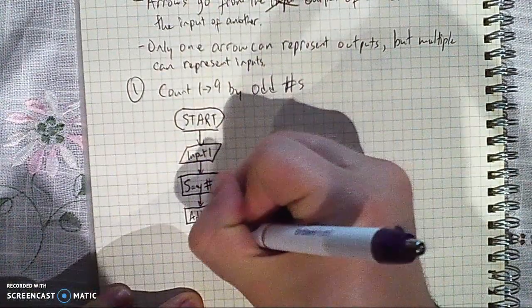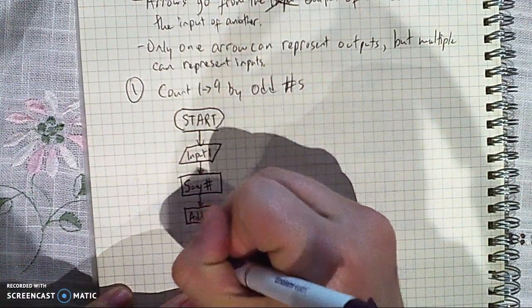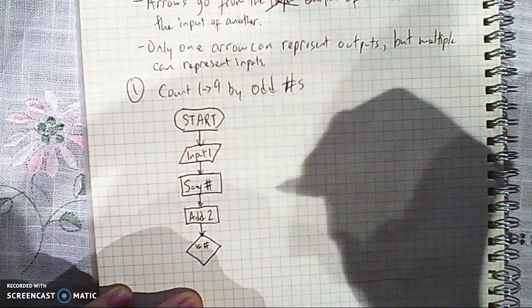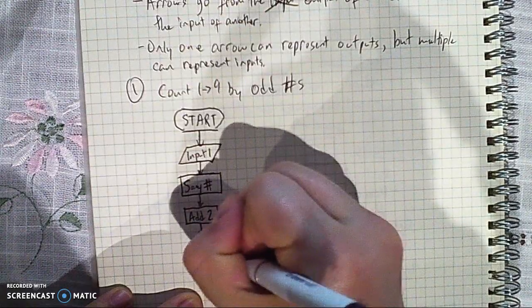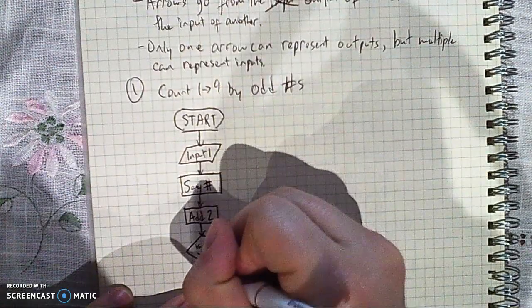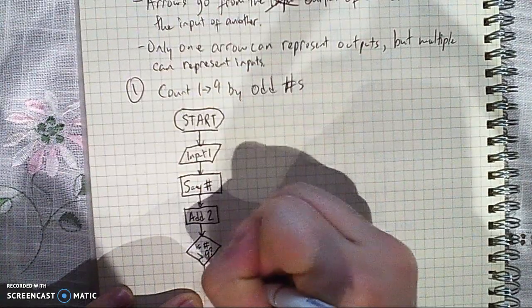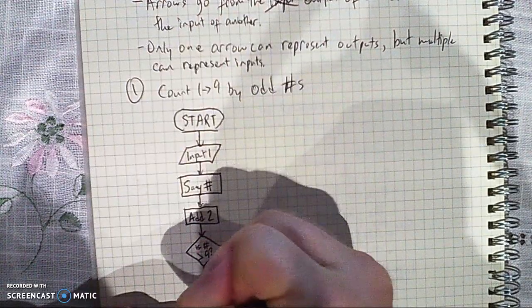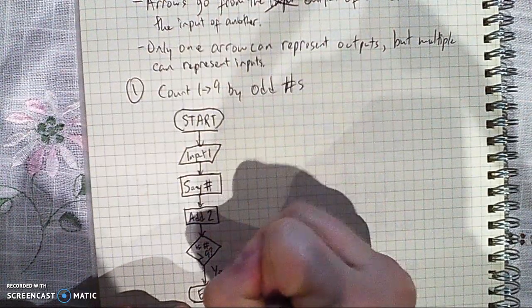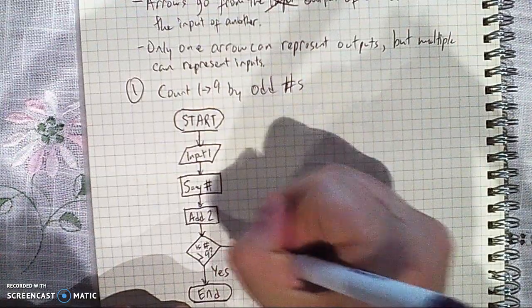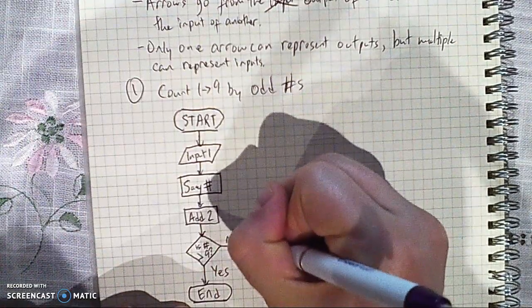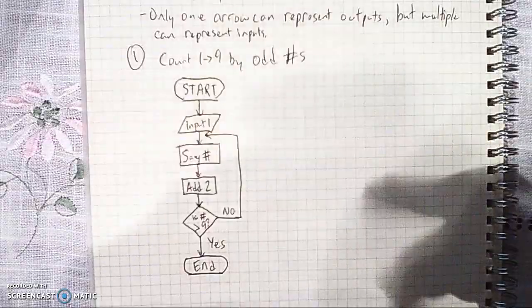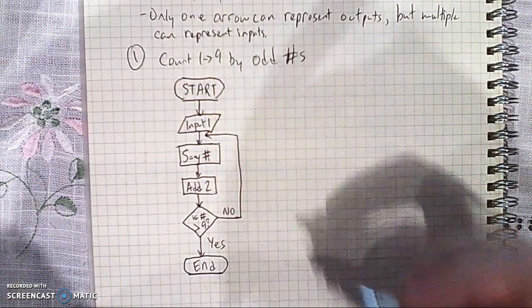And then it's going to do a decision. Is the number greater than 9? If the answer is yes, we end. If the answer is no, we loop back to here. Now let's try this out and make sure it works.